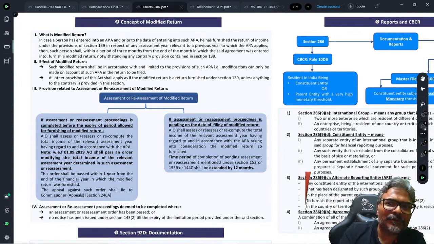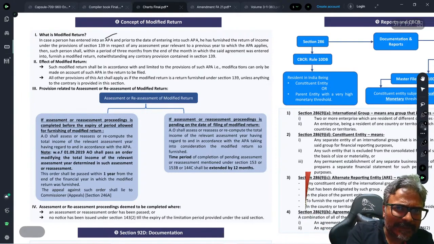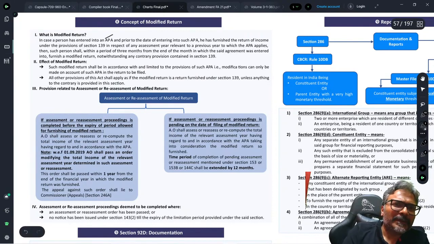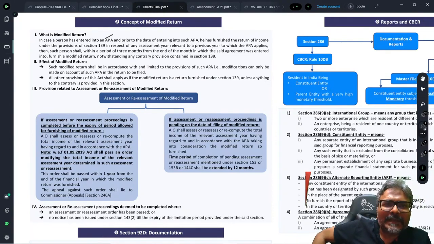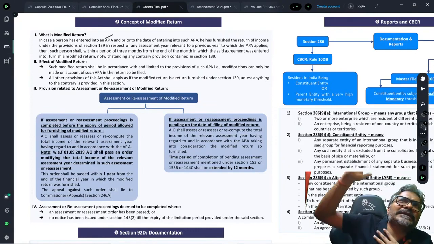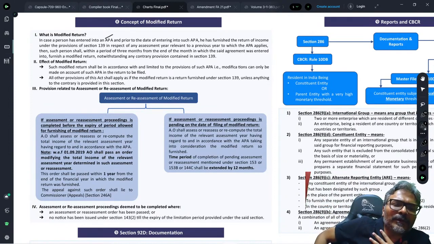So after this documentation, thin capitalization, the easier one, let's look into that. But let's first finish off the difficult one. Concept of modified return, students. Now, concept of modified return. Just now we discussed that for the rollback year, you have to file the modified return. For the rollback year, students, you will have to file the modified return.